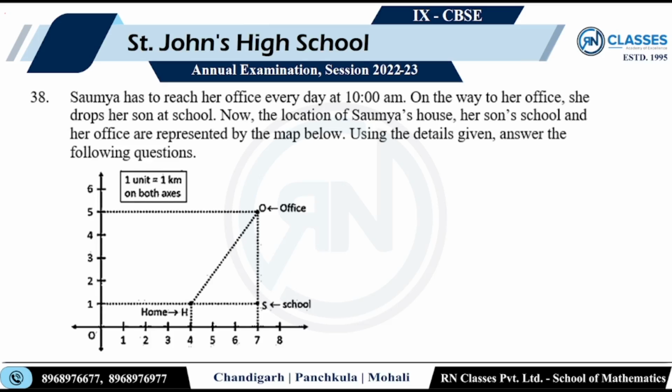Question 38. Soumya has to reach her office every day at 10 a.m. On the way to her office, she drops her son to school. Now the location of Soumya's house and her son's school and her office are represented on the map. Use the details to answer the following question. 1 unit is equal to 1 kilometer on both the axes. It is given. Home is here, school is here, office is here.